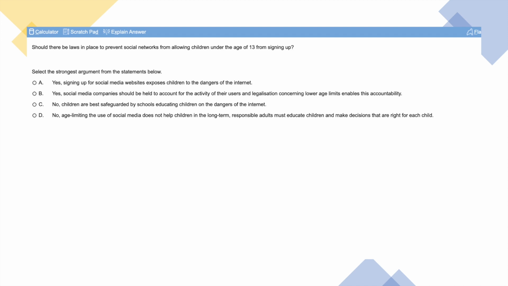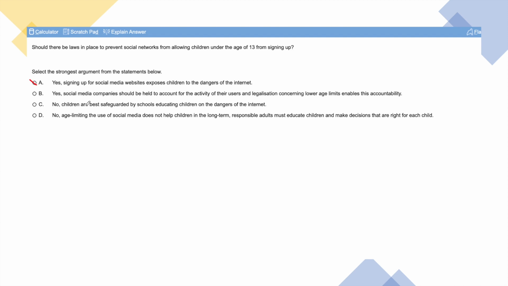Right, so statement A is yes, signing up to social media websites exposes children to the dangers of the internet. Okay, yeah, that's true, and it very well can do, but it doesn't really add anything to the argument. We're not really looking for a statement of what it does, we're looking for a reason why we should have the laws. So I would initially not put this one down, so I would actually cross this.